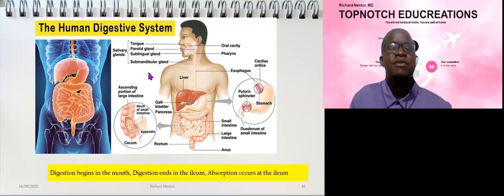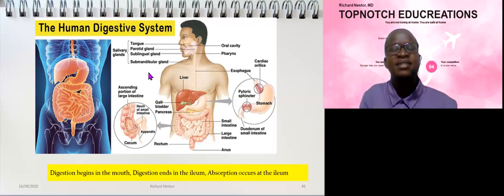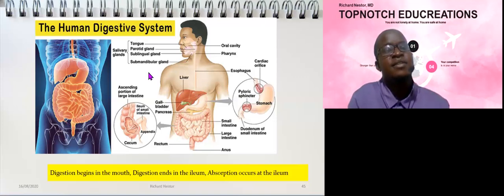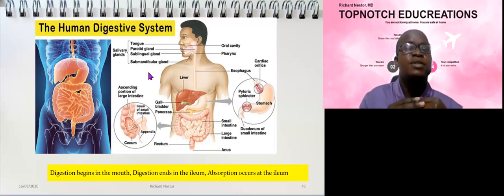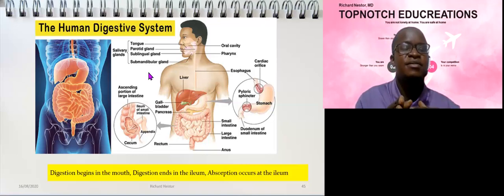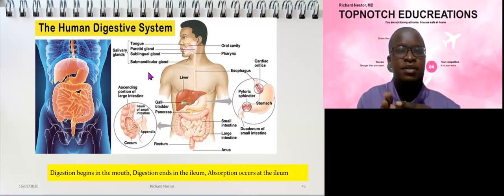anatomically, the moment you talk about small intestine, even the duodenum is part of the small intestine. But we know that the digestive processes taking place in the duodenum are different from the digestive processes taking place in the ileum, but both of them are parts of the small intestine. So it's always essential for you to desist from the usage of these descriptive names.